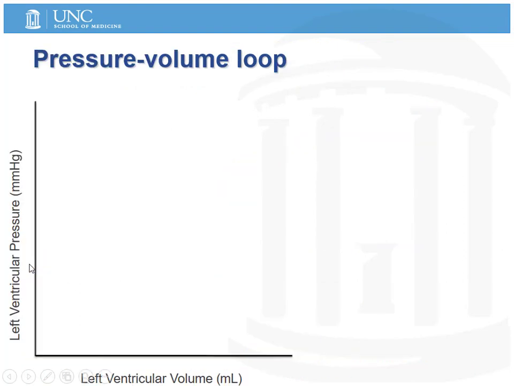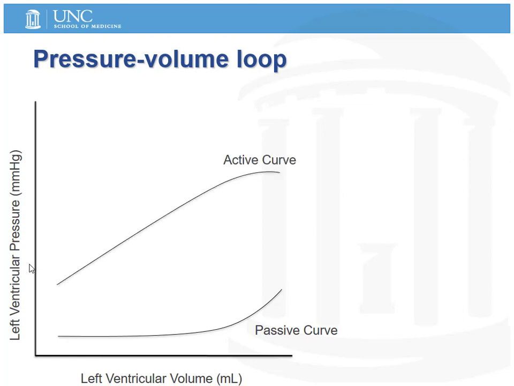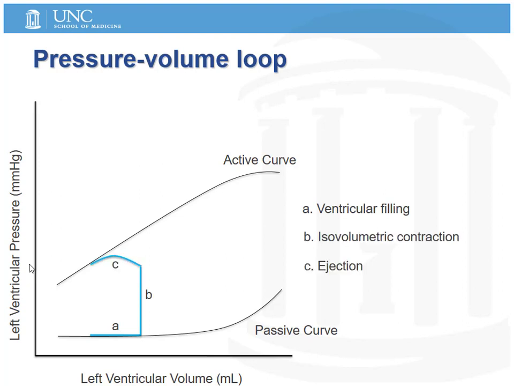The pressure volume loop shows changes in the volume and pressure in the left ventricle during a complete cardiac cycle. Remember that the passive curve shows the passive stretch or tension on the ventricular myocytes at a given volume, and the active curve shows the maximum pressure developed upon contraction for a given ventricular volume. Connecting the passive and active curves gives us the pressure volume loop. So the cardiac cycle is divided into ventricular filling, isovolumetric contraction, ejection, and isovolumetric relaxation.